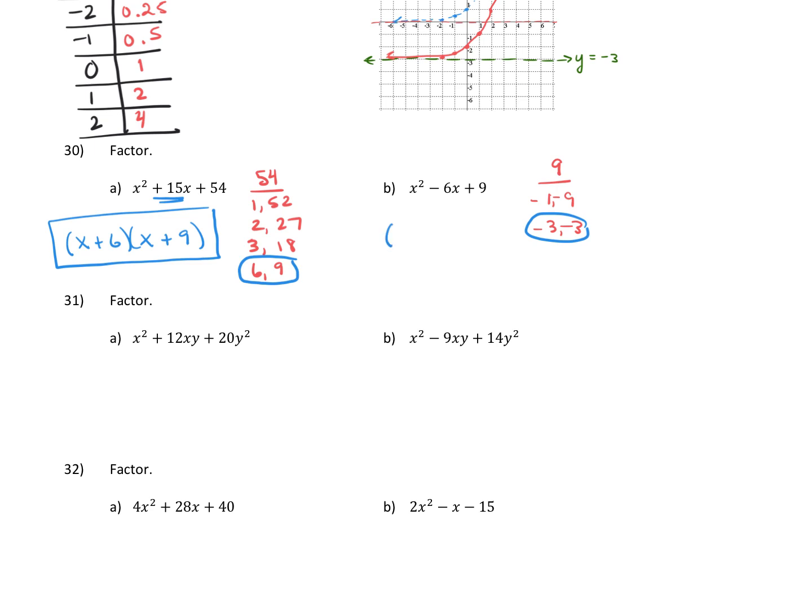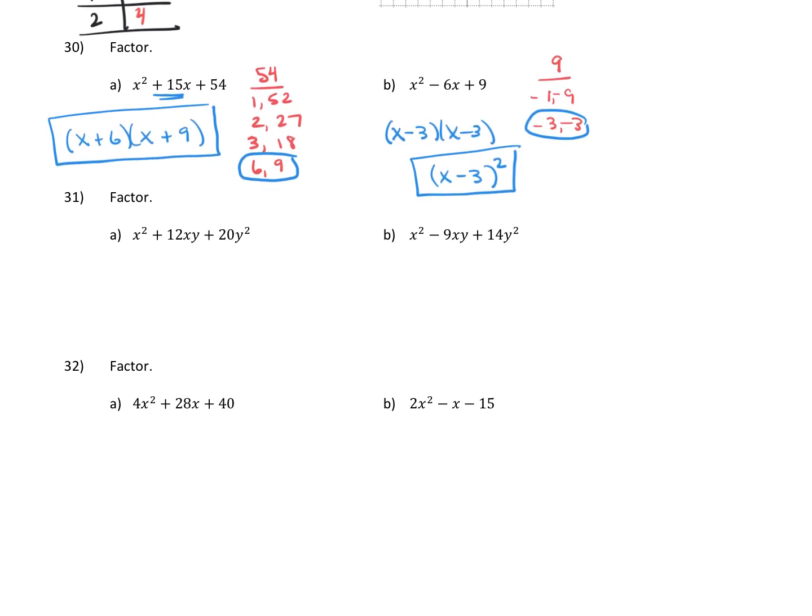So we write it as our binomial factors, x minus 3 times x minus 3. And then we might notice, oh, it's the same binomial factor twice. So x minus 3 times itself. We can go ahead and simplify one step further and say that's the same thing as an x minus 3 squared.